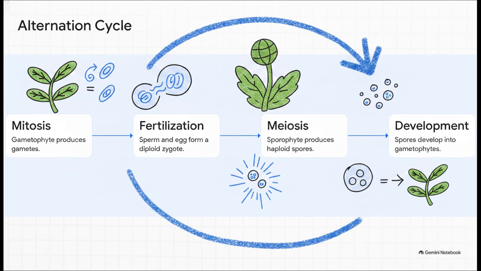In step 2, fertilization happens when the sperm and egg join together, and that creates a diploid zygote. Now for step 3, that zygote develops into the diploid sporophyte, which then produces haploid spores through meiosis. And finally, in step 4, those haploid spores go through mitosis and develop into a brand new haploid gametophyte, starting the entire cycle all over again. The plant is literally alternating from generation to generation.